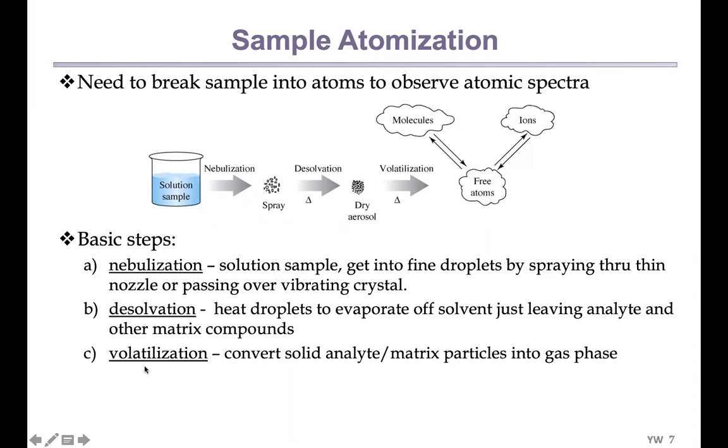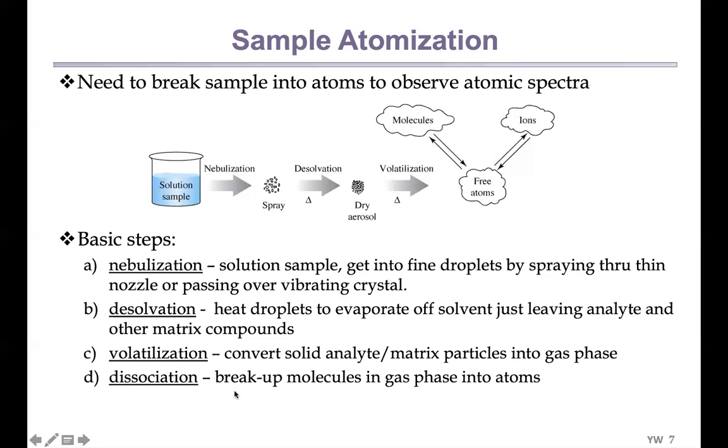And then is volatilization. You will convert solid analyte matrix particles into gas phase. Okay? And then dissociation, break up molecules in gas phase into atoms. So what it means is after volatilization, you will still have some molecules in the atmosphere, and you want to break up those molecules and make them all free atoms, because only the free atoms can absorb the light, the specific wavelengths we have here.